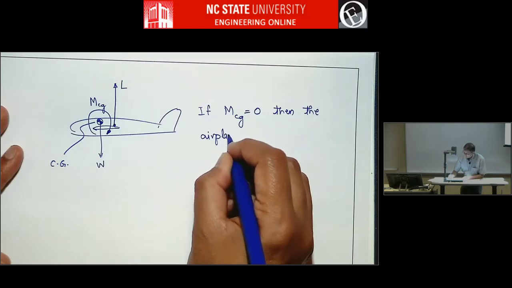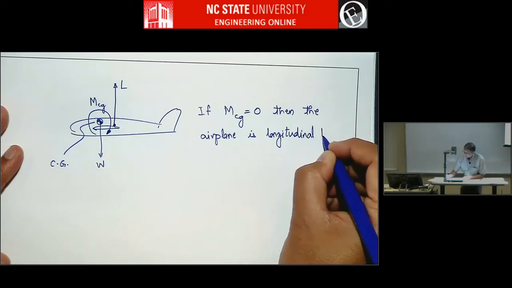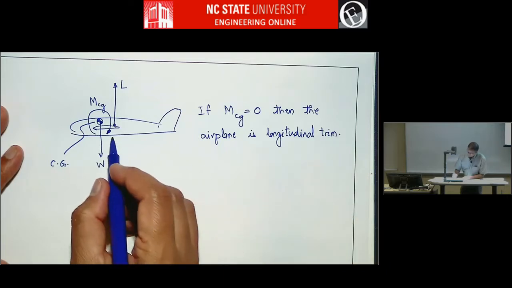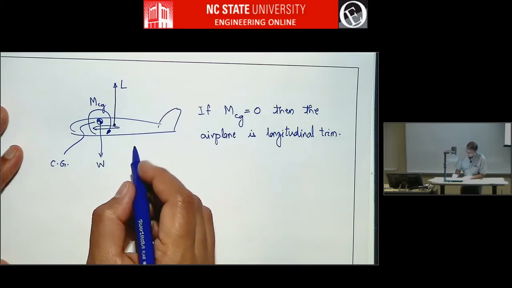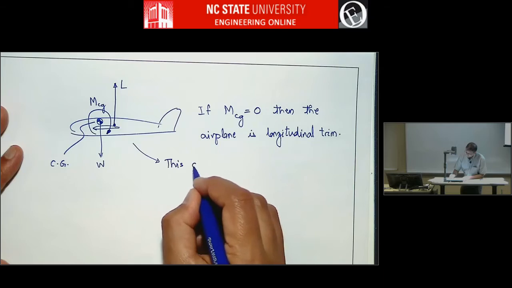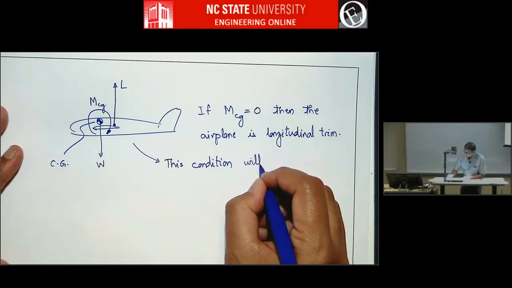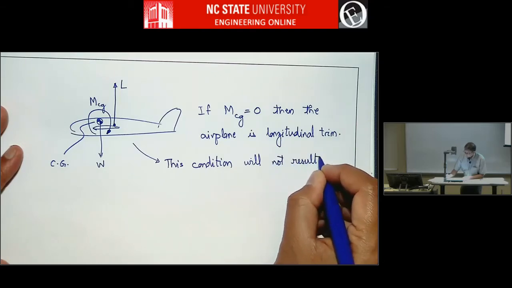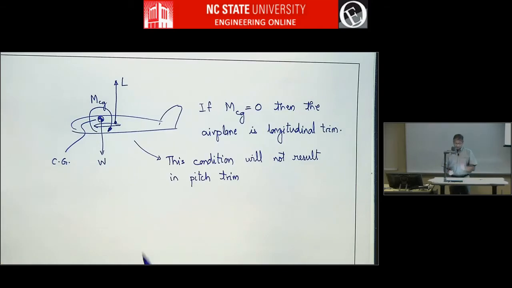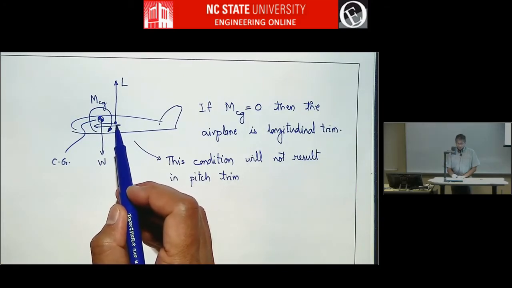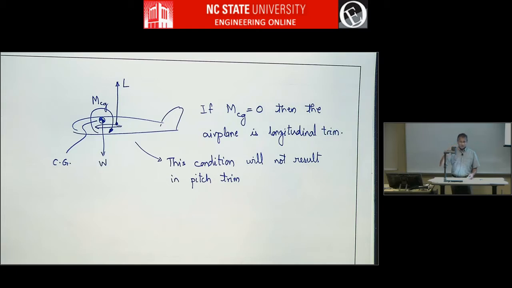These are all different ways of saying the same thing: the airplane is in longitudinal trim or equilibrium. But this condition will not result in pitch trim, because the center of lift is here. We have not drawn an accompanying pitching moment, right? So we're just putting the entire lift here and the weight is here. So you can see that the airplane will start going nose down.